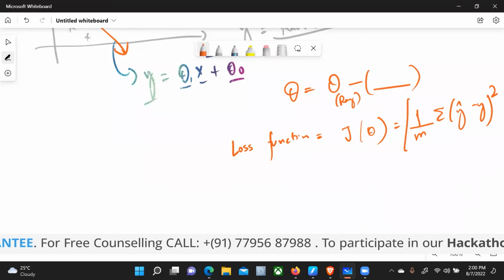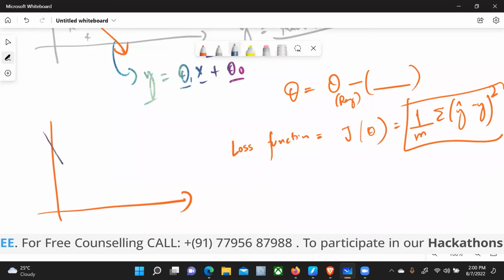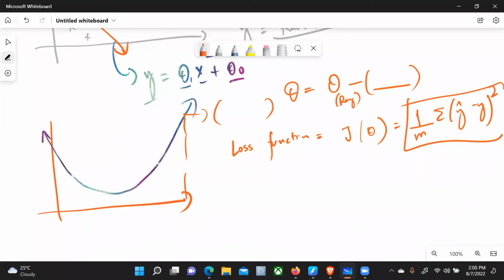Now guys, this kind of function will come up with some kind of a parabolic shape. Now let's say we started randomly from here. Let's say this is your random initialization of theta 1, let's say it is 11.9. And guys, understand this is the j of theta, the loss function. Now the idea is we want to minimize j theta, minimize the loss function.